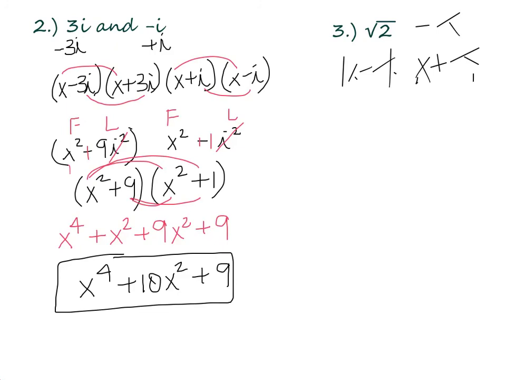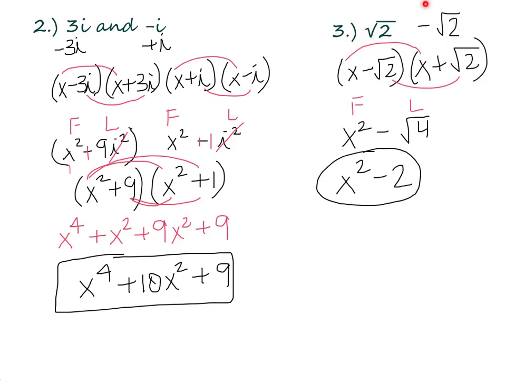Again, since they're conjugates, I only have to do Florida instead of FOIL. So first times first, for my f, I'll get x squared, and last times last, negative square root of 2 times the square root of 2 is negative square root of 4, or just negative 2. So x squared minus 2 is my polynomial that when I go and solve for the roots, I would end up with these guys.